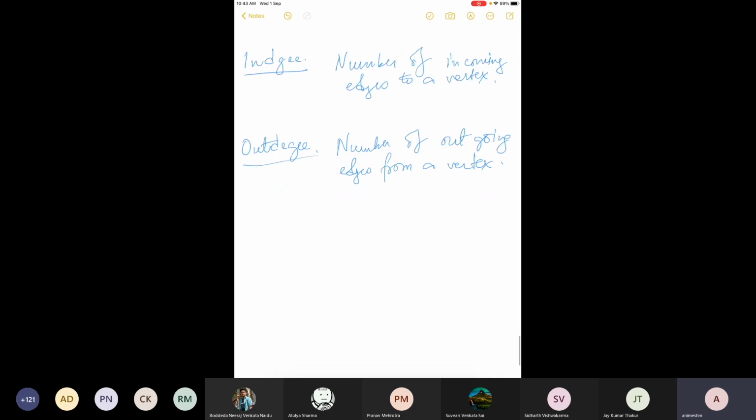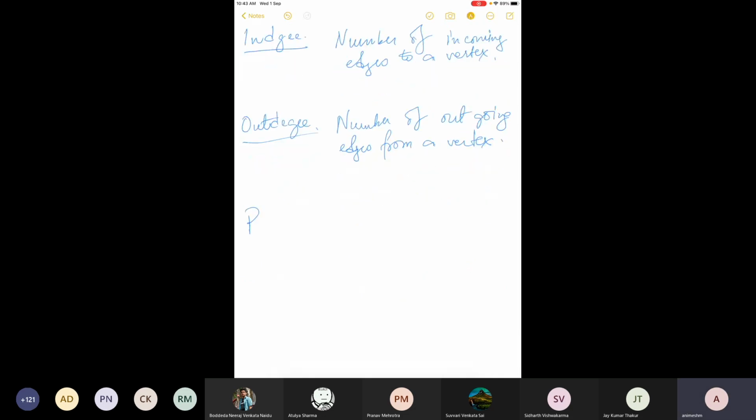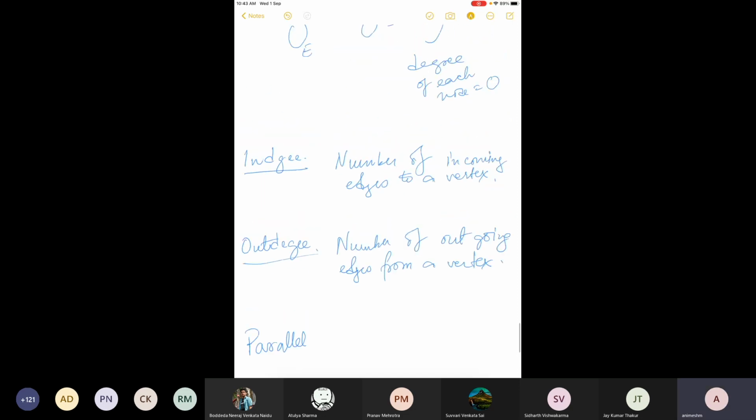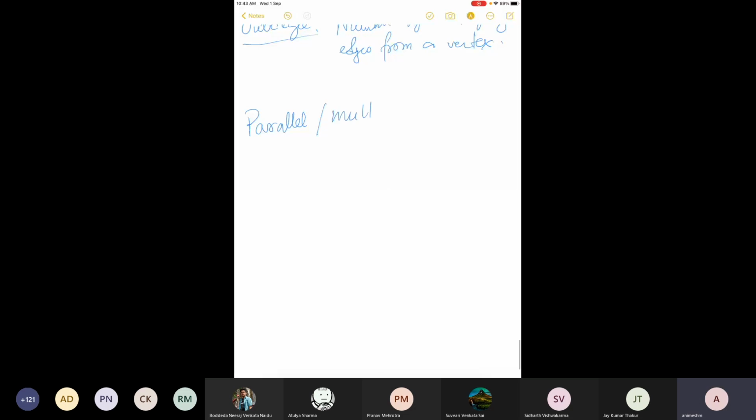Now, in addition to this, there are a few more things. Parallel or multi-edge. This type of graph we really don't deal with in our day-to-day algorithms, but still, from a graph theoretic purpose, it is good to know. So a parallel or a multi-edge is defined as follows: two undirected edges having exactly the same end vertices.